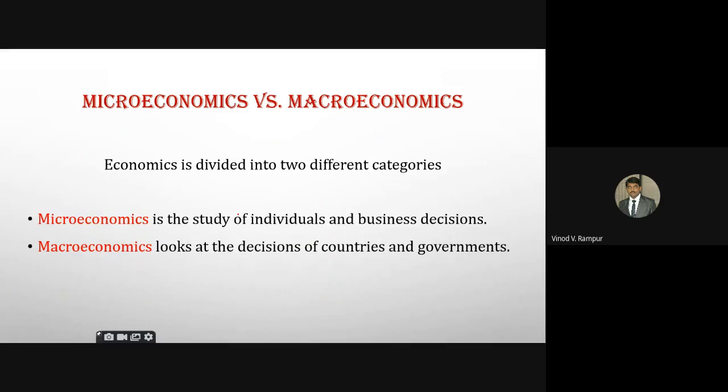Then comes to that, there are two types of the economic part. One is microeconomics and another one is macroeconomics. Remember this one. These two are very, very important from the point of view. Here, microeconomics is a study of individuals and business decisions.